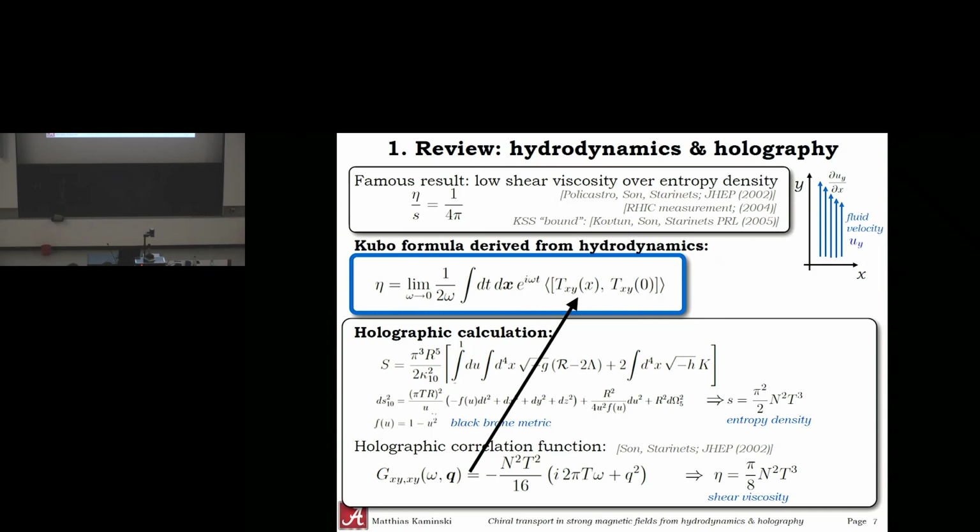So I'm not going to review all of this in detail, just a refresher for those people who have seen this before, and for the others, I will just skip through this so that you have at least the facts. So now we can take eta over s, and then you get the famous result, 1 over 4 pi. Good.